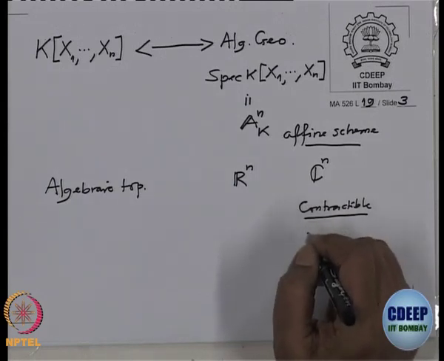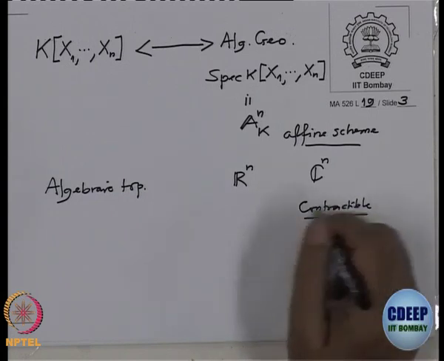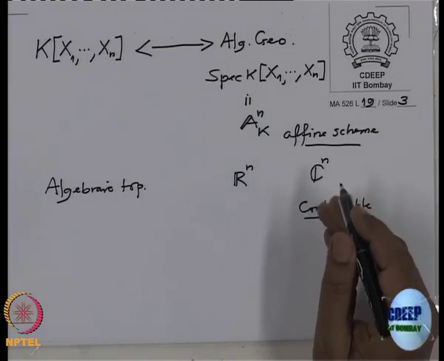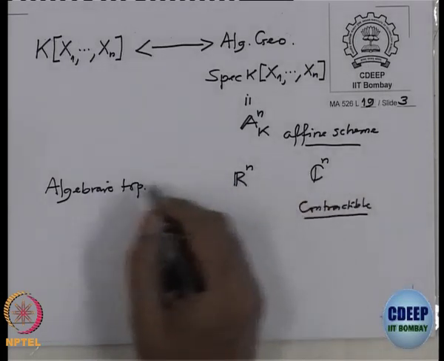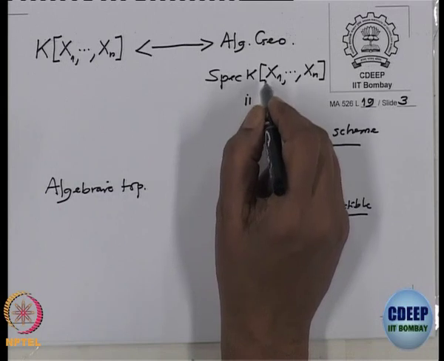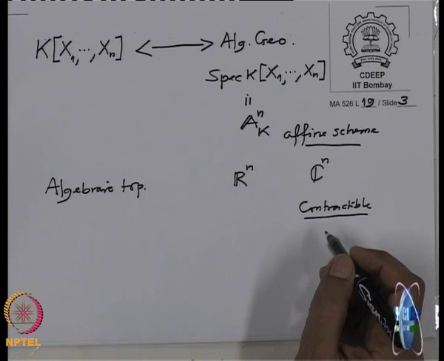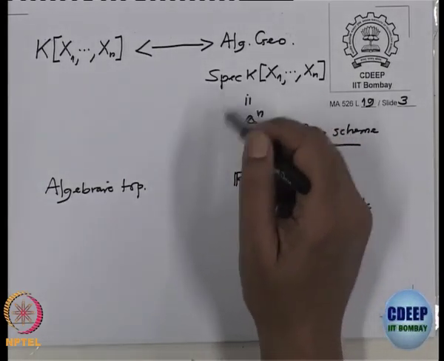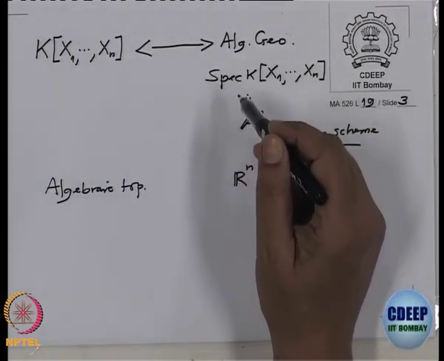Contractible means the identity map is homotopically equivalent to the constant map. In particular, it implies pi 1, the fundamental group, is 0, trivial. Now, if you want to formulate this contractibility for our topological space, one would like the analog to hold. That means, is the spectrum with the Zariski topology a contractible space?